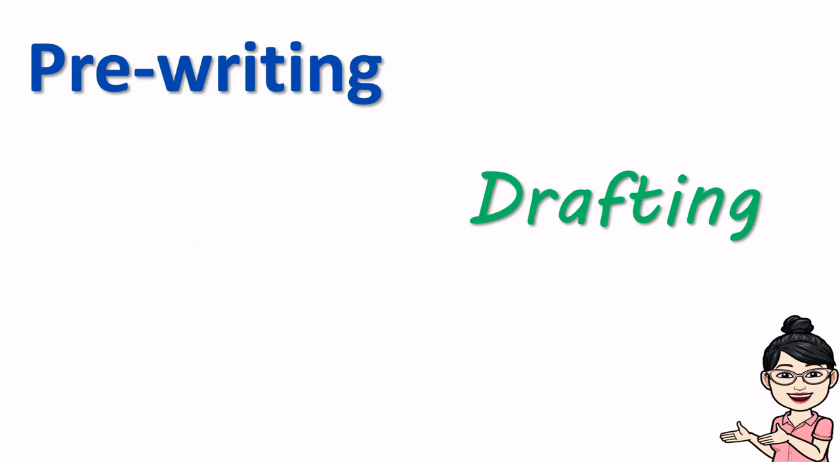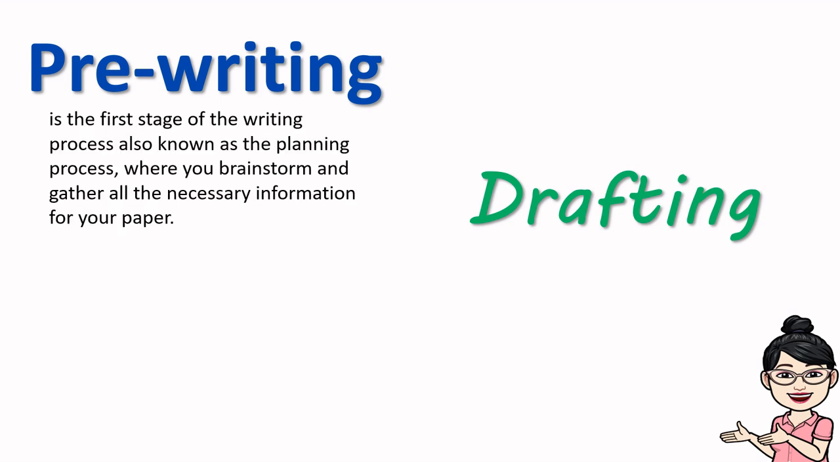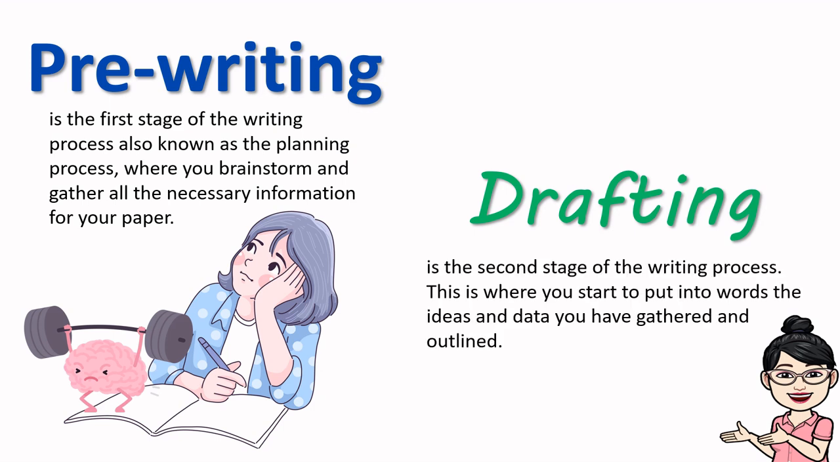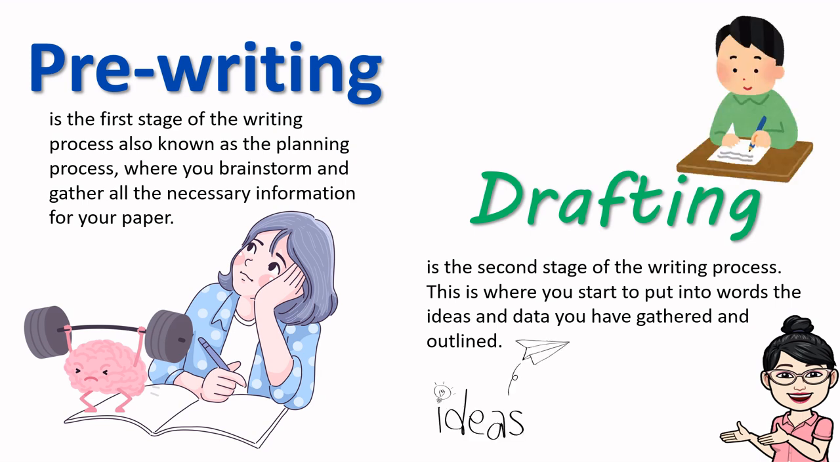In the previous video lesson, the first two writing processes were already explained, the pre-writing and the drafting process. As a short review, it was mentioned that pre-writing is the first stage of the writing process, also known as the planning process, where you brainstorm and gather all the necessary information for your paper. Drafting, on the other hand, is the second stage of the writing process. This is where you start to put into words the ideas and data you have gathered and outlined.